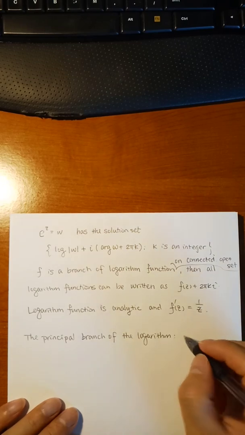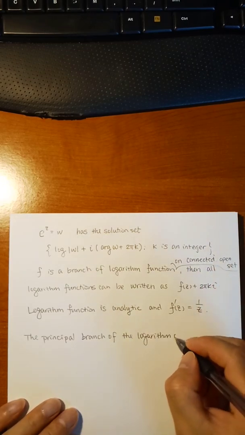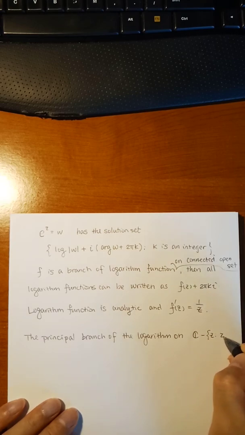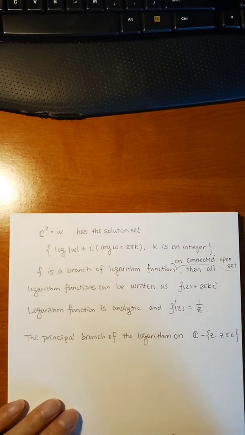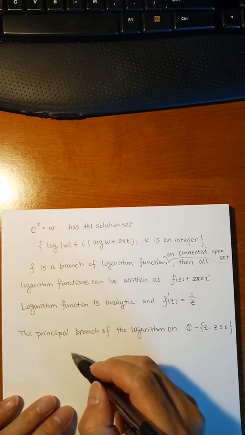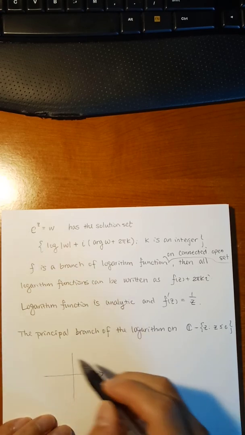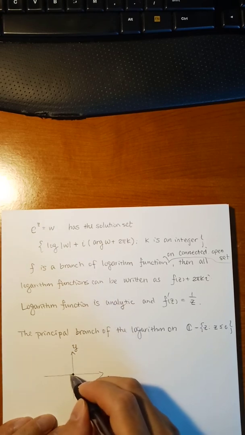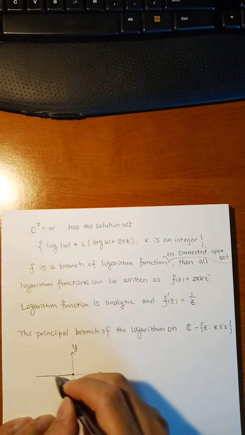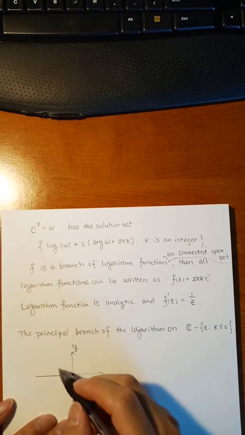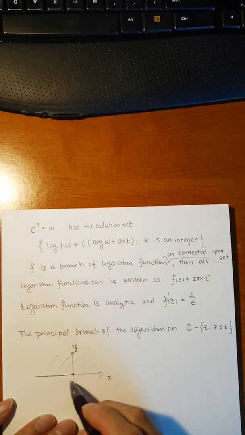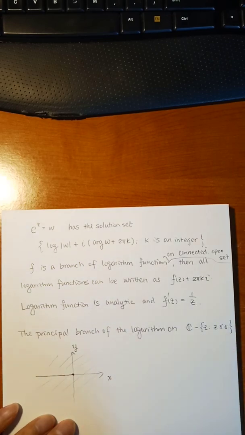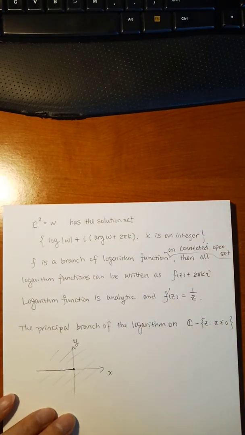The principal branch of the logarithm, you need to name the domain. The domain is C, but without the non-positive real numbers, right? So this is the complex plane, excluding 0 and all the negative real numbers. You just cut them; cut them means we don't consider them. And then all the other parts are open and connected. This is the domain of the principal branch of the logarithm.